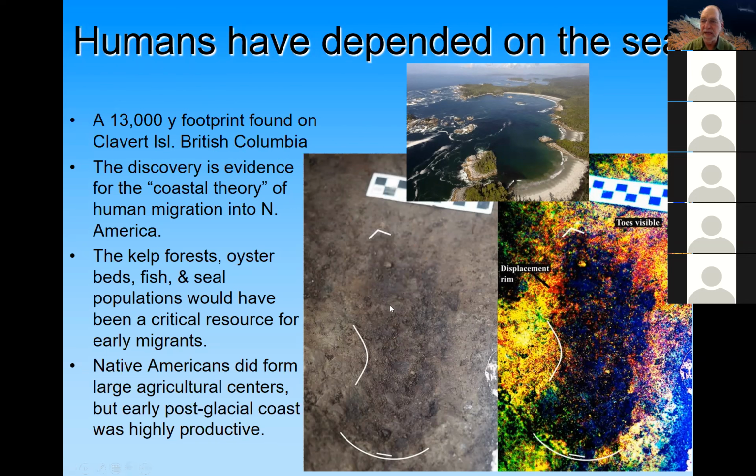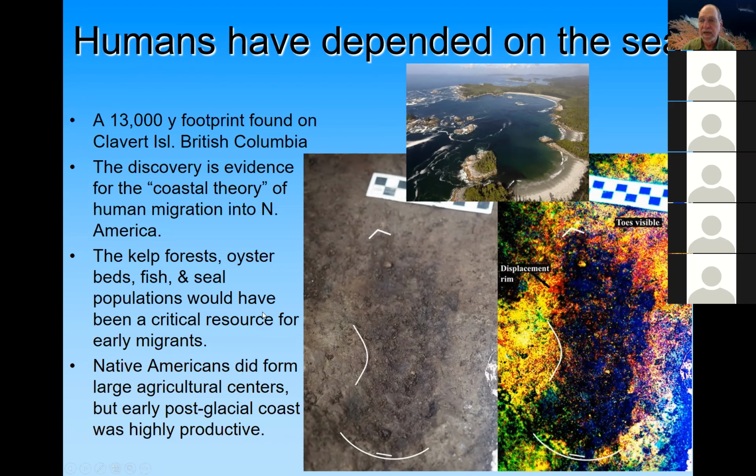And this makes a lot of sense because coastal areas tend to be highly productive. We talked about that when we were looking at tide pools and tidal communities. So kelp forests, oyster beds, populations of seals and other marine mammals, fish, of course, all would have been available for food products.